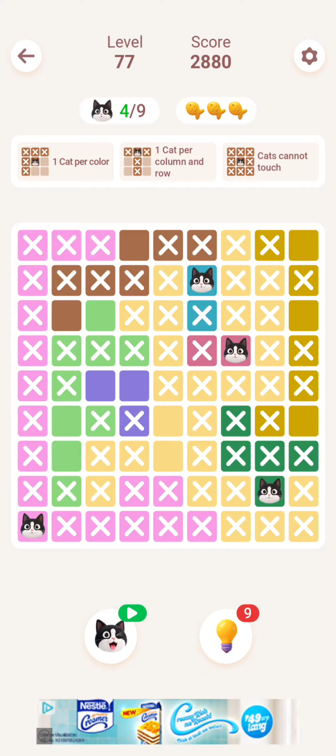And then, okay, so we need to identify where we would be putting our next cat. It's very crucial that we don't commit a mistake here.